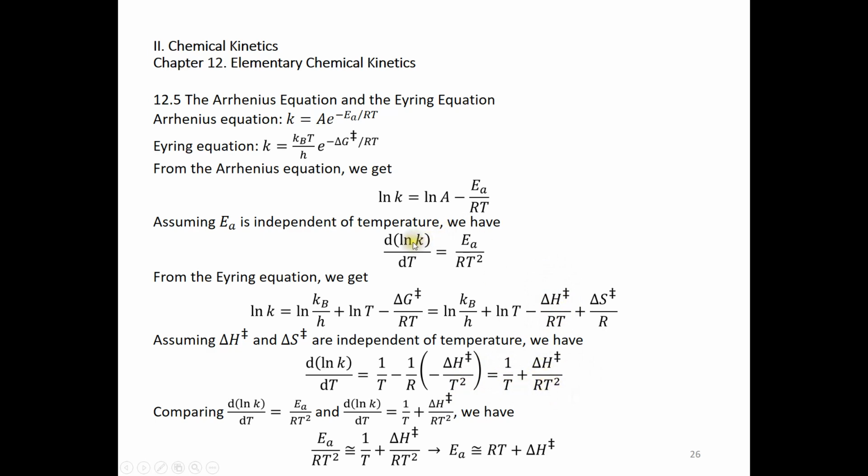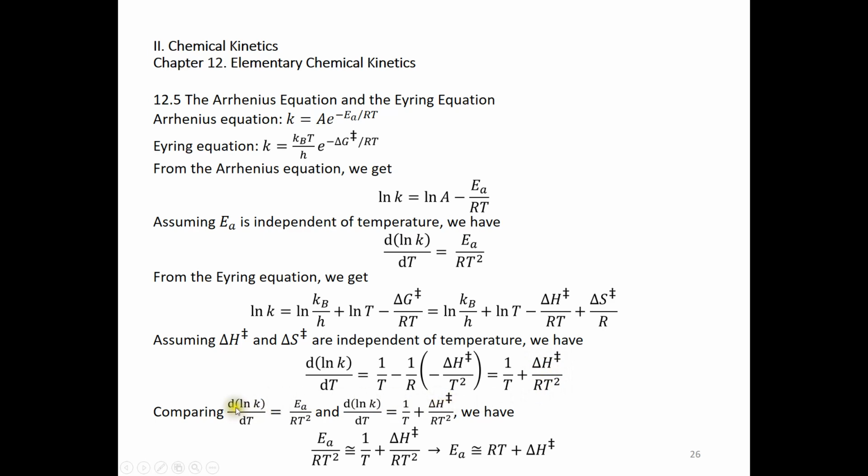Now let's look at this from the Arrhenius equation. d ln(k) over dT is E_a over RT squared. Let's look at this equation from the Eyring equation. d ln(k) over dT is 1 over T plus the enthalpy of activation over RT squared. So we have these two equations side by side.